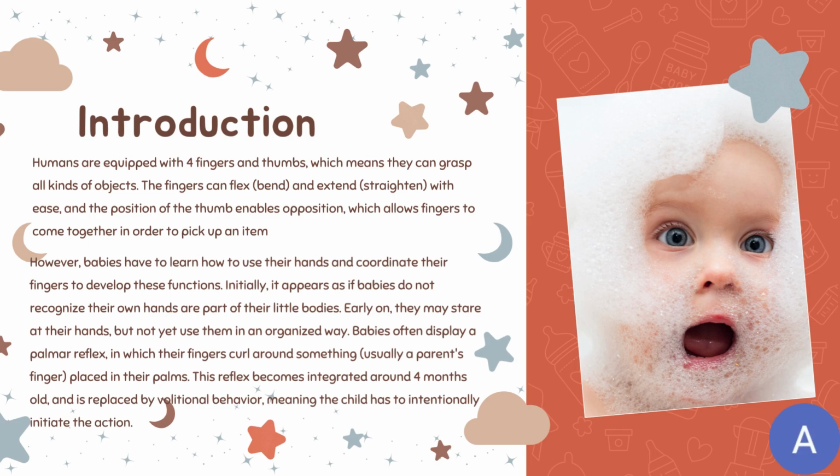Initially, it appears as if babies do not recognize their own hands are a part of their little bodies. Early on, they may stare at their hands but not yet use them in an organized way. Babies often display a palmar reflex in which their fingers curl around something, usually a parent's finger, placed in their palms. This reflex becomes integrated around 4 months old and is replaced by volitional behavior, meaning the child has to intentionally initiate the action.